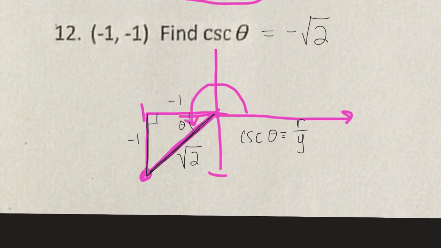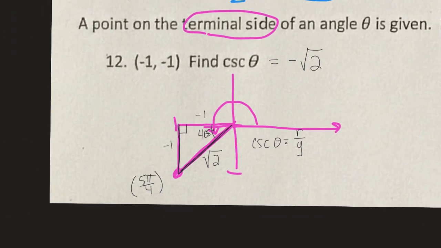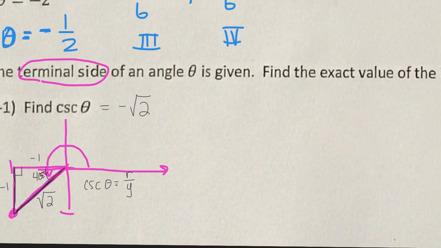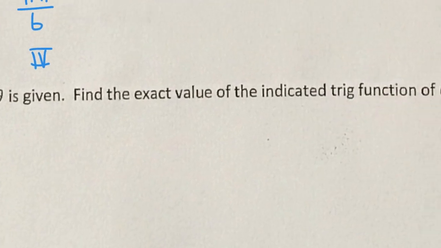Here we have basically a 5 pi over 4 angle, right? The 45-degree angle where your legs are the same for your right triangle. This is 45 degrees plus 180. So that makes perfectly good sense that the answer would be negative root 2 for the cosecant. All right, let's see what else we have on the back side of our page. If I can find it. There it is.